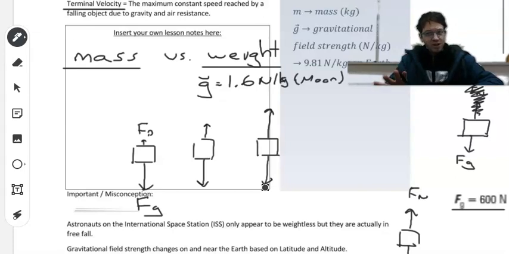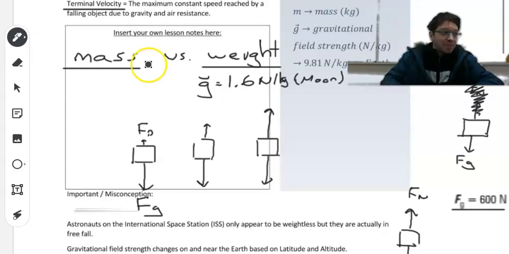Doesn't mean you stop moving. You don't suddenly stop and start levitating like Superman or anything. It's just your motion doesn't change anymore. So you've reached what we call terminal velocity. That's the maximum speed an object falling due to gravity can reach due to air resistance.